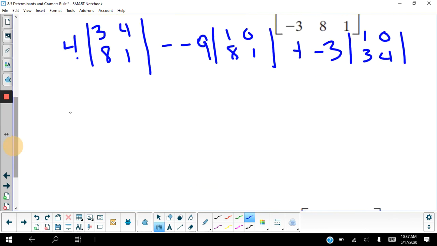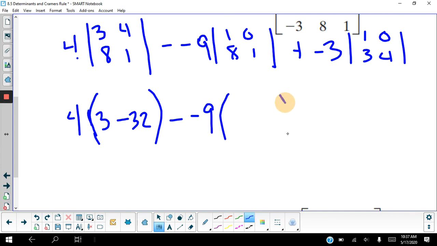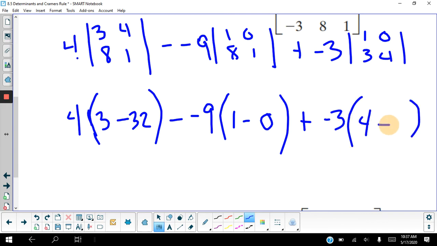All right, so carry down this 4, and we're going to multiply it by the determinant. So let's see. 3 times 1 is 3, minus 8 times 4, 32. Minus negative 9. Well, wait till the end to do that minus negative stuff. But 1 times 1 is 1, minus 8 times 0, well, that's 0. And then plus negative 3 times our determinant. 1 times 4 is 4, minus 3 times 0 is 0. So this leaves us with 4 times negative 29.